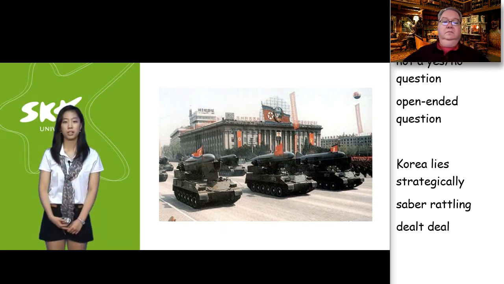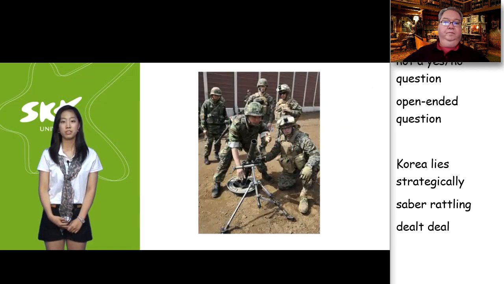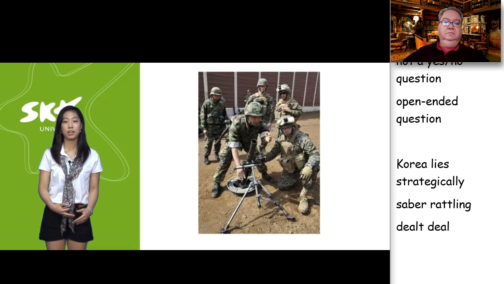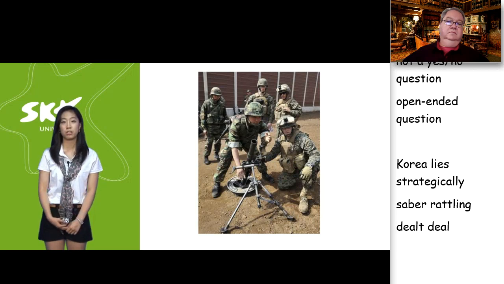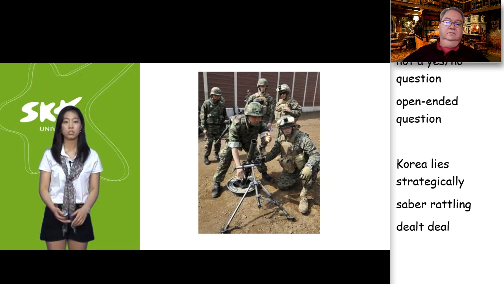Tied very closely to the South's political importance is military significance. The South's military alliance with the U.S. acts as a counterbalance to North Korea's aggression and China's untested military might. This uneasy alliance has come to define relations between these countries.